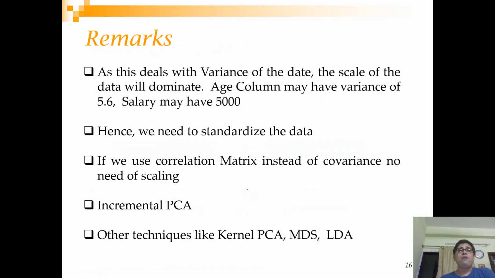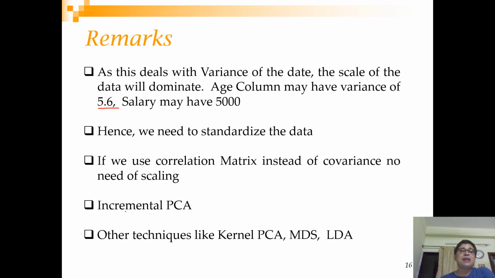Now, some more things about PCA. As this deals with the variance of the data, the scale of the data will be a key factor. As an example, an age column may have a variance of 5.6 and salary may have a variance of 5,000. In such a case, we need to standardize the data. However, please note that if we use the correlation matrix instead of the covariance matrix, then we don't need to standardize because correlation is scale invariant. That is, it is already scaled.